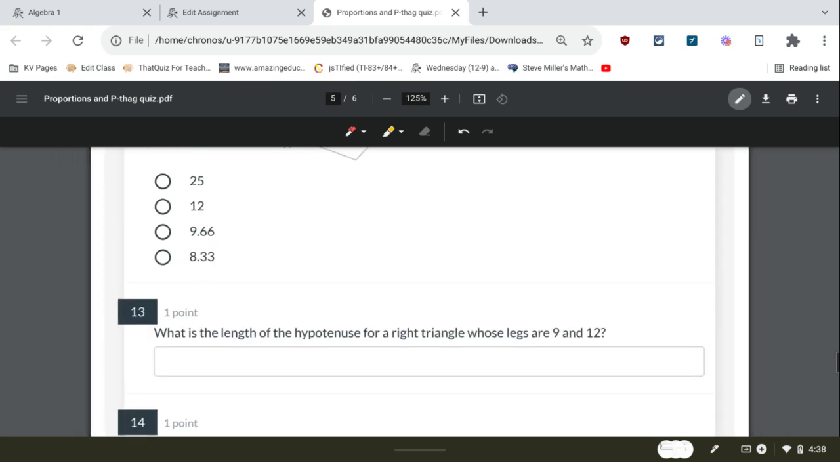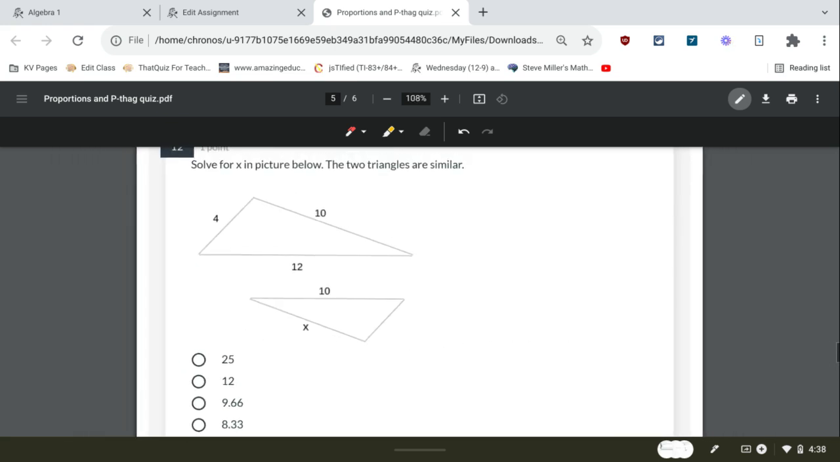All right, number 12. These two triangles are similar, and we need to figure out the segment x. What I'm going to do first is redraw this, but rotate it. It's easier when they're oriented the same. So the 10 right here is going to be right there. And then the x is going to be the longer of these two legs right here. So that's x.